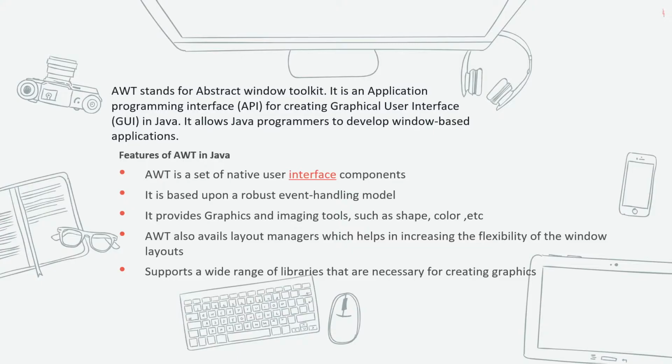Features of AWT. AWT is a set of native user interface components. It is based upon a robust event handling model. It provides graphics and imaging tools such as shapes, colors, etc. AWT also provides layout managers, which help in increasing the flexibility of the window layouts. It supports a wide range of libraries that are necessary for creating graphics.